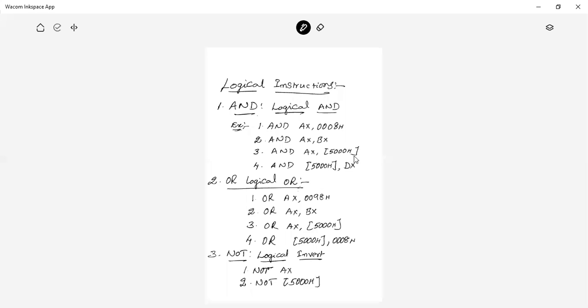So this is direct addressing mode, register addressing mode. Once again, the fourth one, like that. AND operation. Whenever I specify a number in square brackets, it means this is the address of the data. Please keep it in your mind, right? So the logical OR operation, right? Whenever we perform the OR operation between the two numbers.